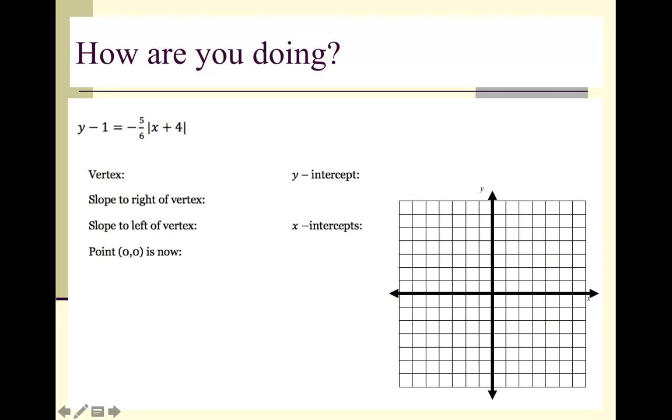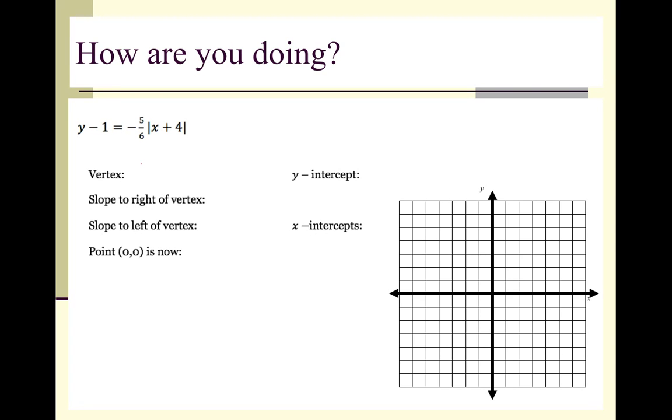So I'm going to close up with this one right here. And I want to talk a little bit more about characteristics for some of you guys that are like, I got this, I'm good. So how are you doing? y minus 1 equals -5/6 times |x plus 4|. You know what? If you're confident, go for this. Try it. See what you can fill in here.